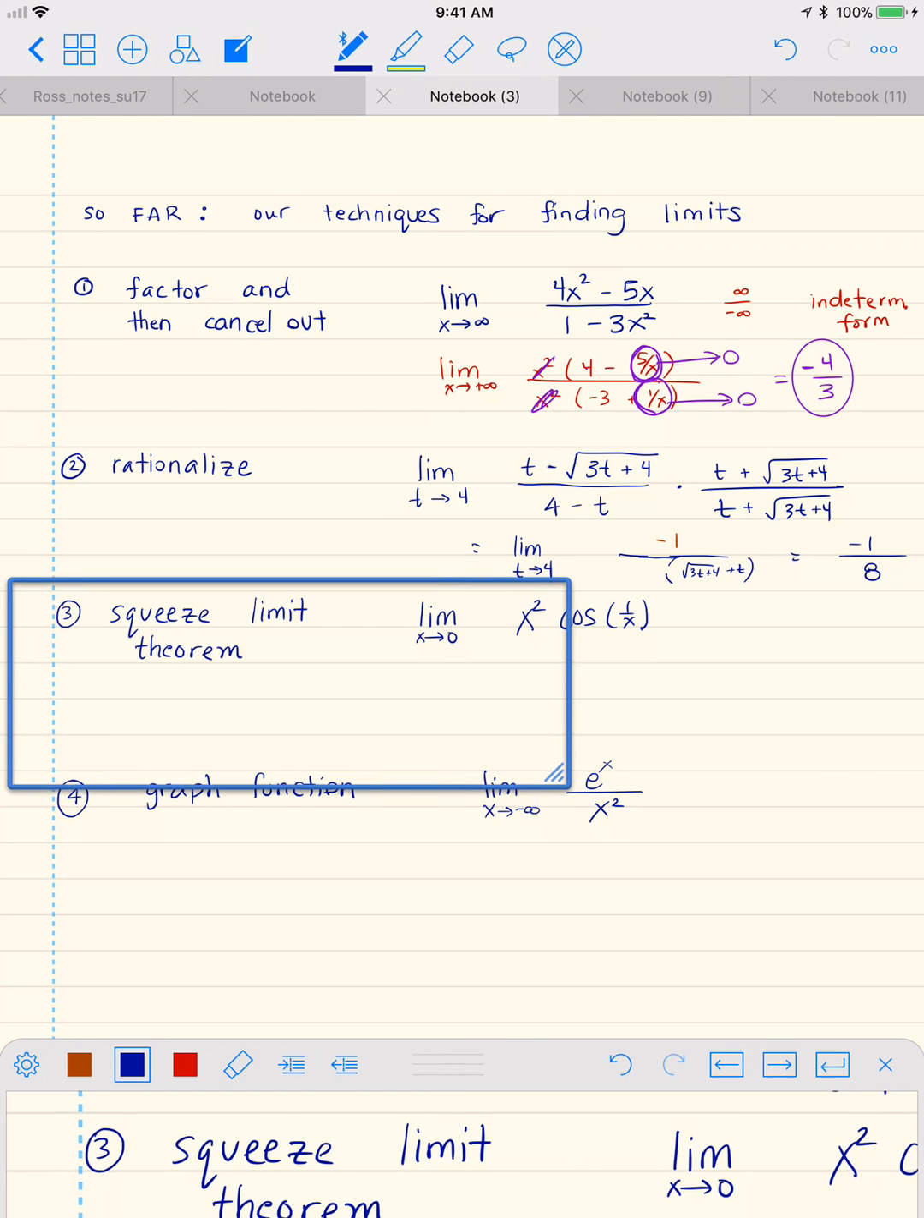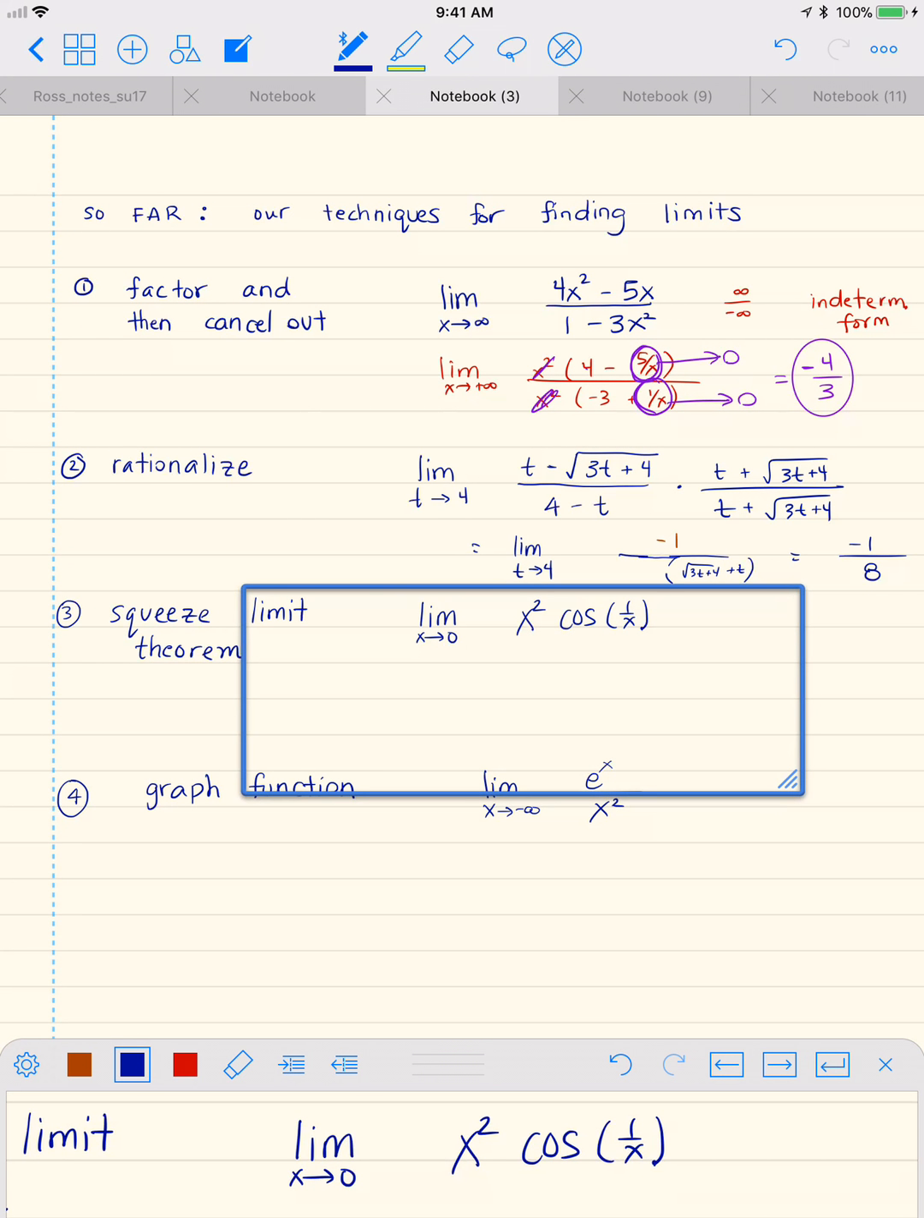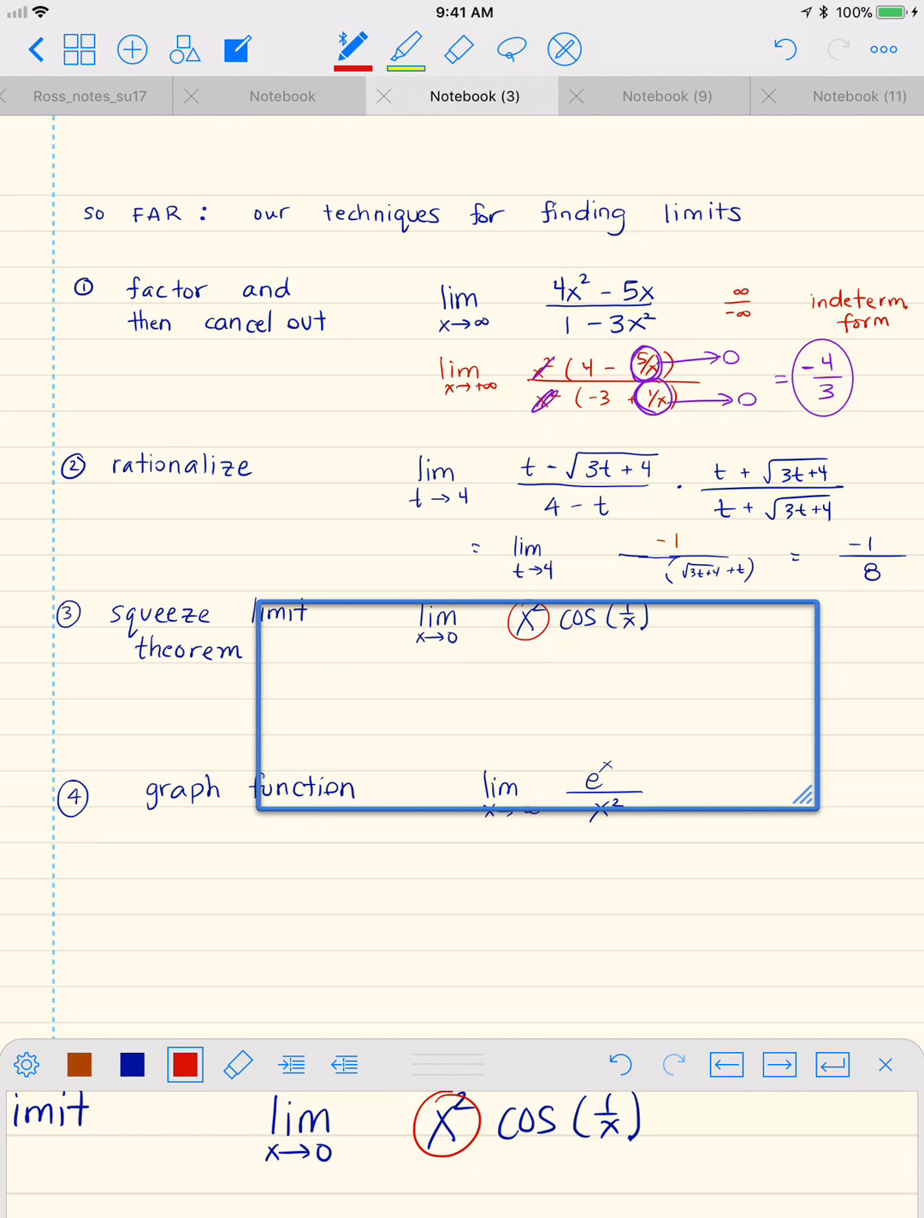Okay. The next approach that we have is for finding limits when it's in an indeterminate form. So look here, as x approaches 0, the x squared is going to approach 0. And cosine of 1 over x, well, 1 over x is going to approach plus infinity, or not even necessarily plus infinity, plus and minus infinity, depending on which way you approach, right?